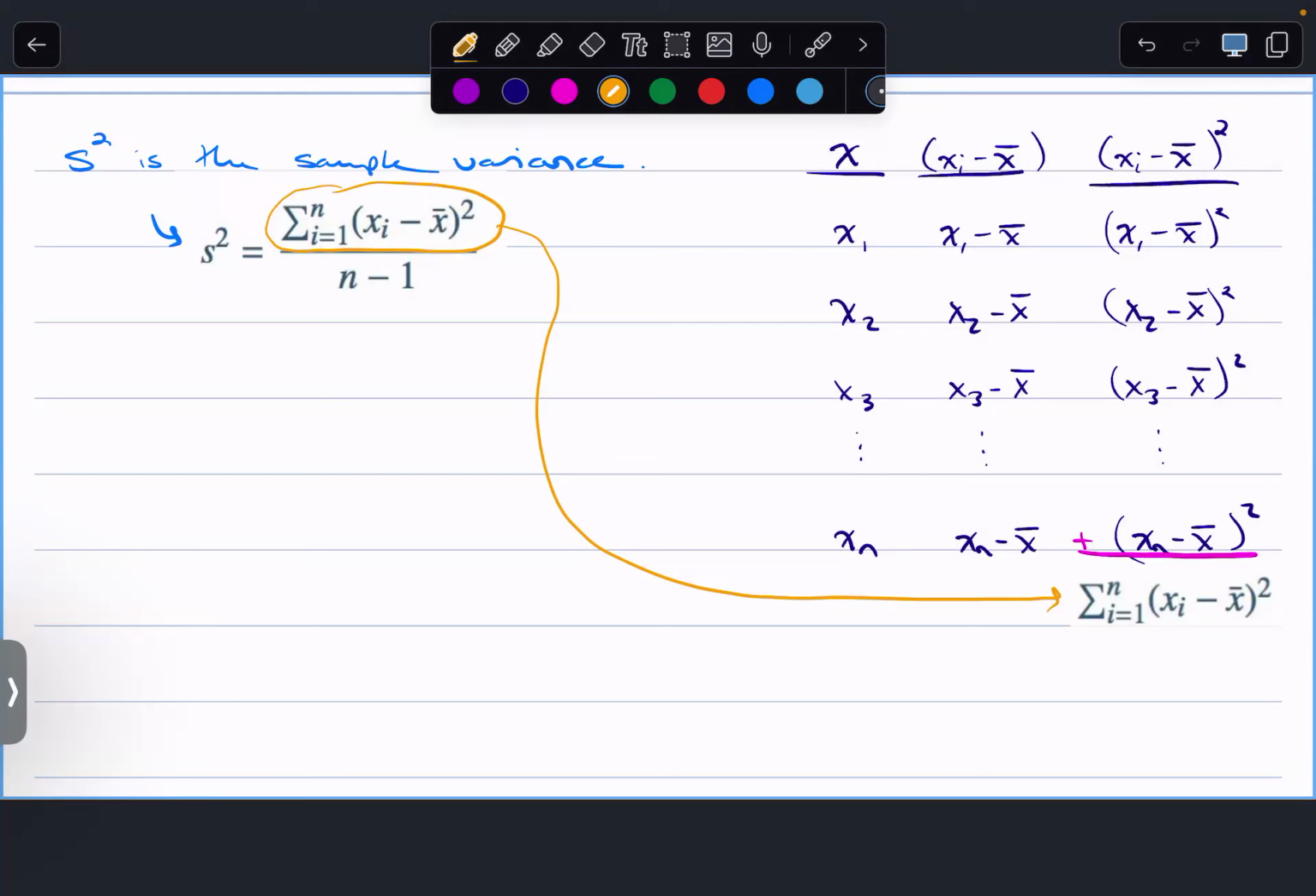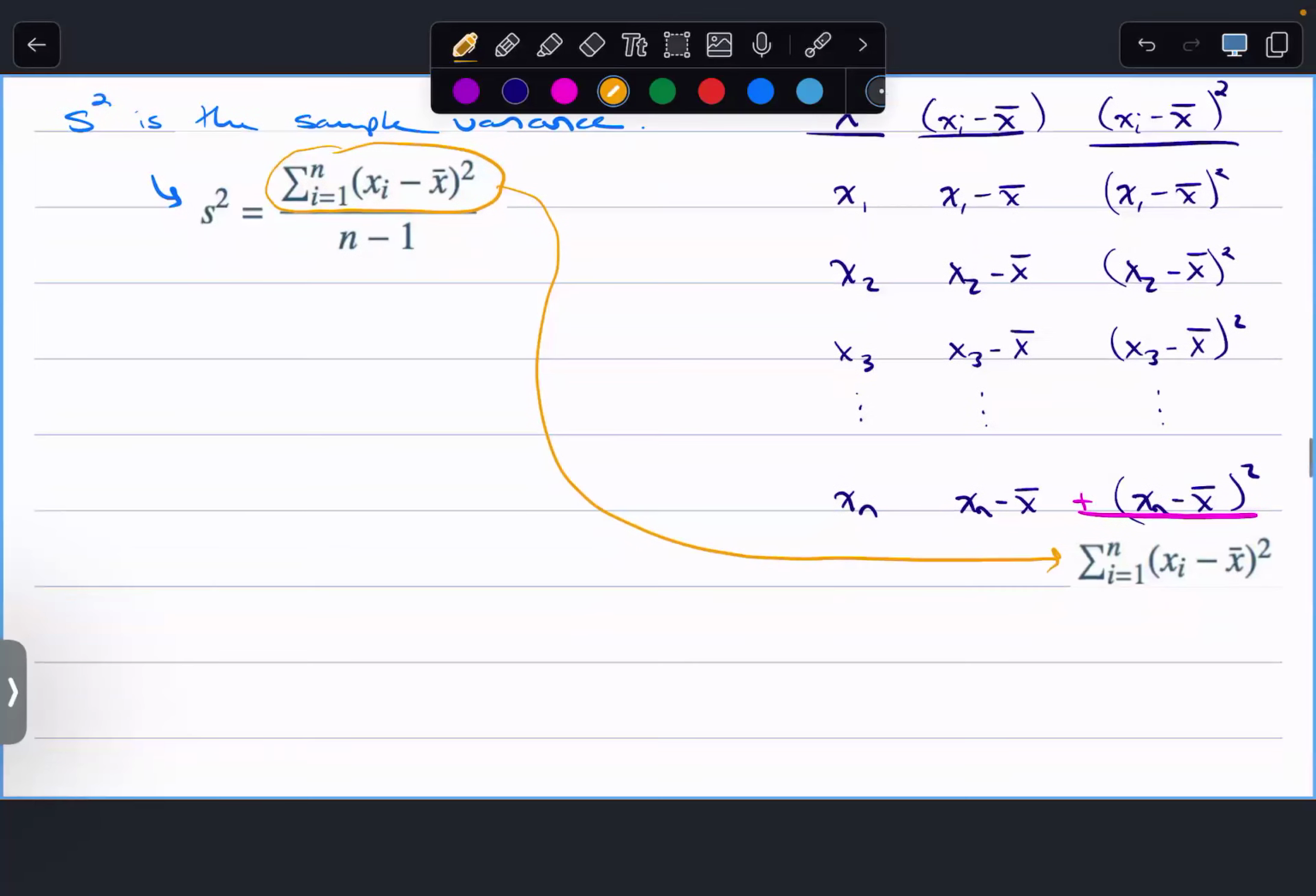And so let's talk about the steps here. Step 1, subtract the mean from each observation.